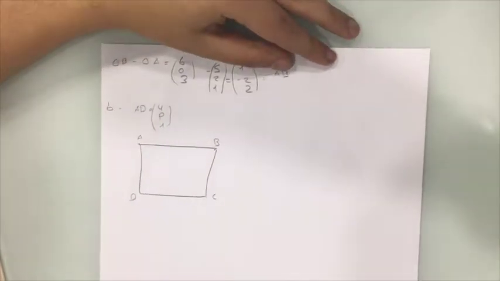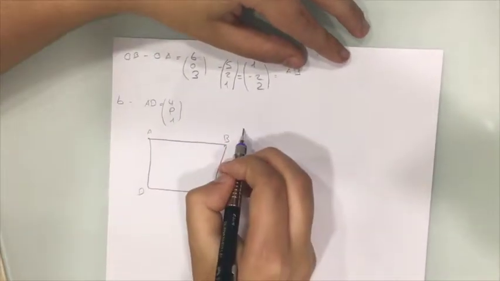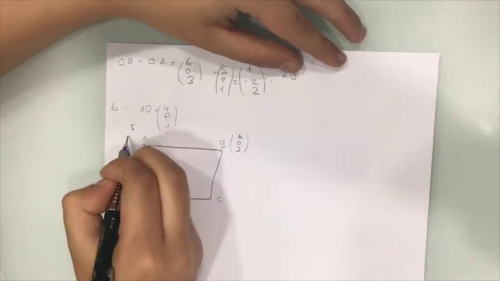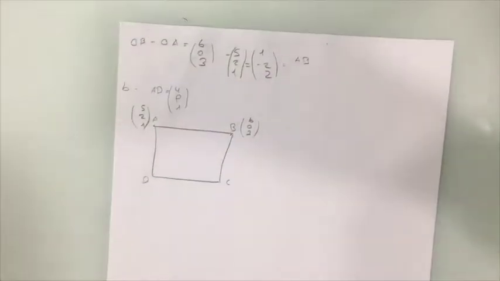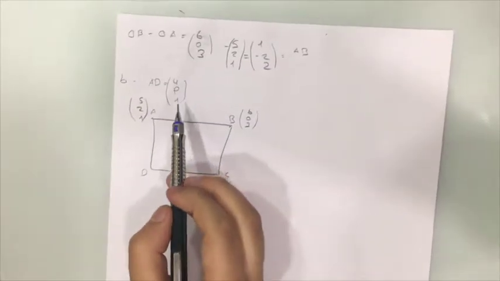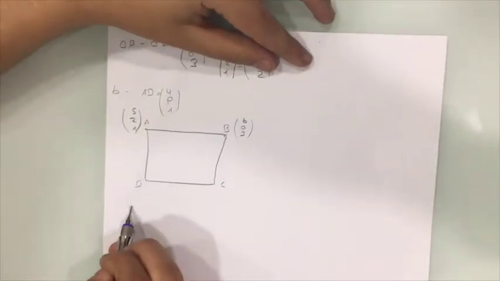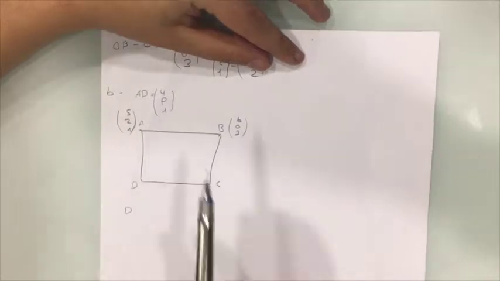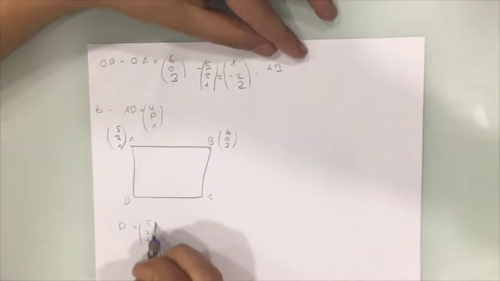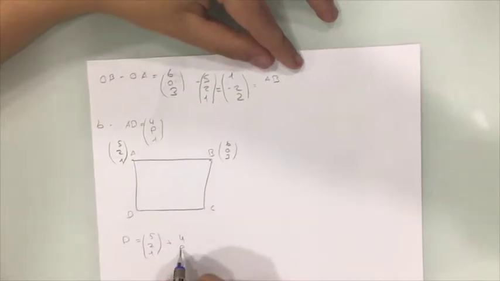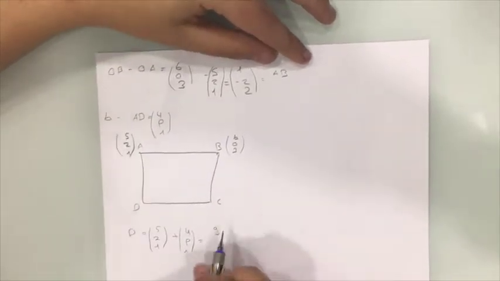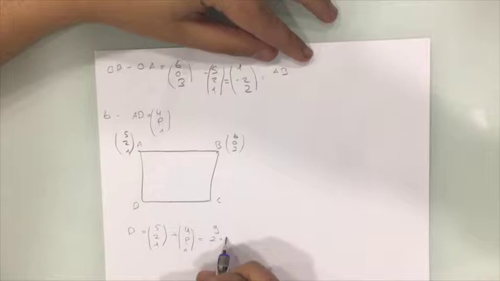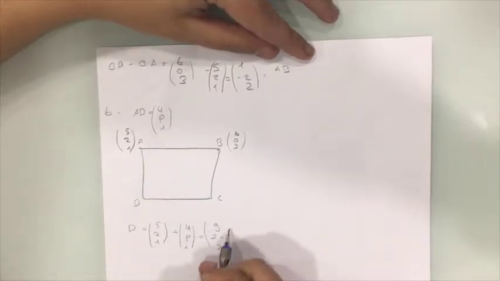We know the coordinates of A and B, and this is (6, 0, 3), (5, 2, 1). We also know that the difference between A and D is equal to (4, P, 1). So to find D, we need to add these values to A. D is equal to A, (5, 2, 1), plus (4, P, 1), which is (9, 2 plus P, 2).